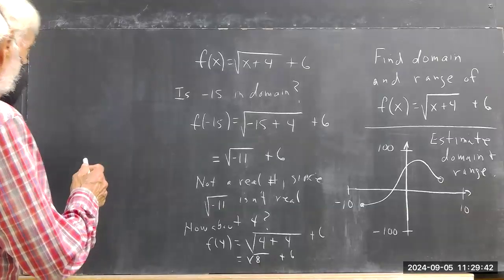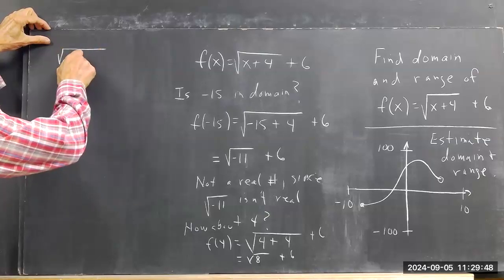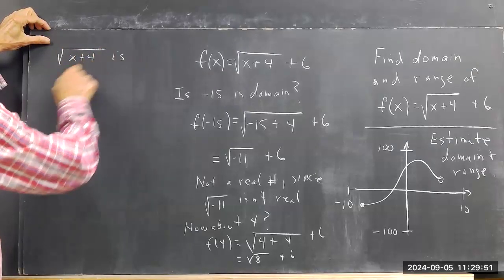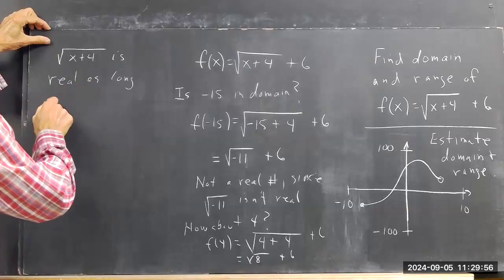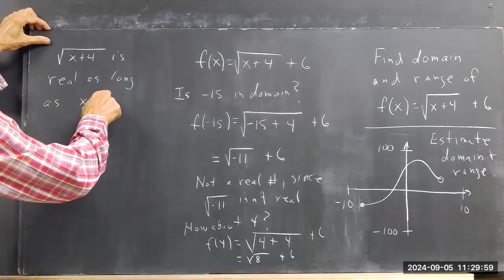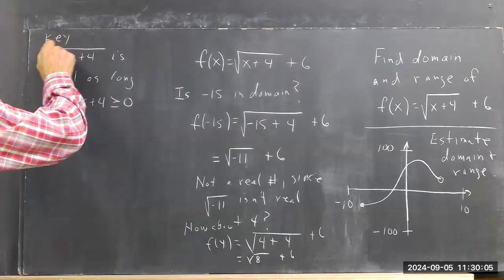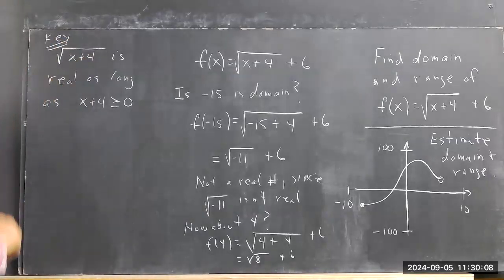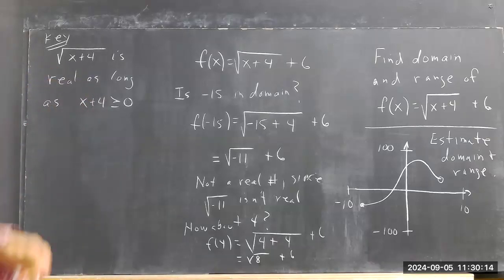Okay. Now, the key idea here is the square root of x plus 4 is real as long as the thing you're taking the square root of isn't negative, which means it's greater than or equal to 0. Now that's an inequality.